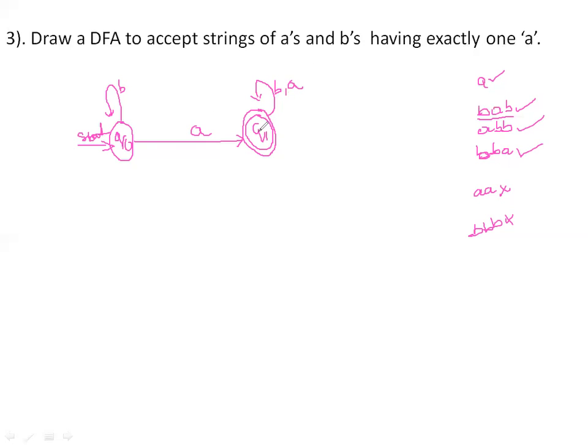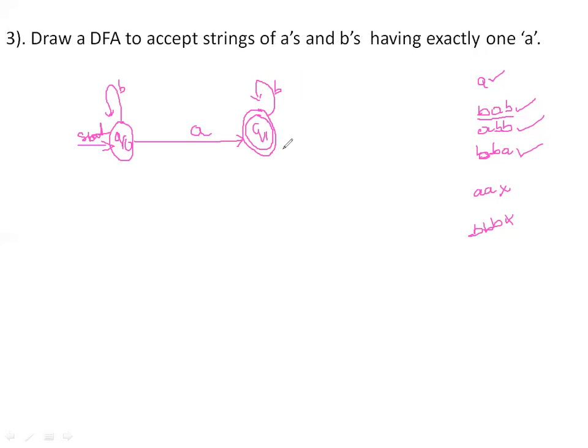Then double A will be accepted by this machine. Is it right? That should not happen, remember. So this is the DFA we can design for this particular condition. The string may begin with any number of B's, or it may end with any number of B's, it does not matter. But somewhere it should consist of one A. This is how we are processing. So this is one possibility of designing a DFA for this particular question.